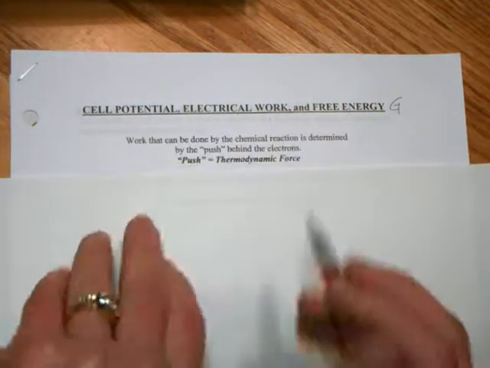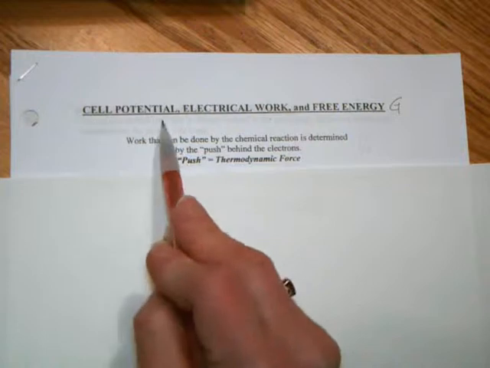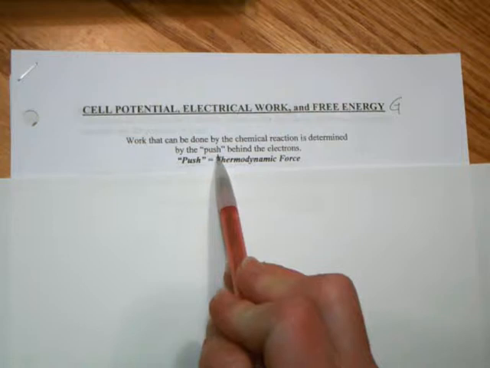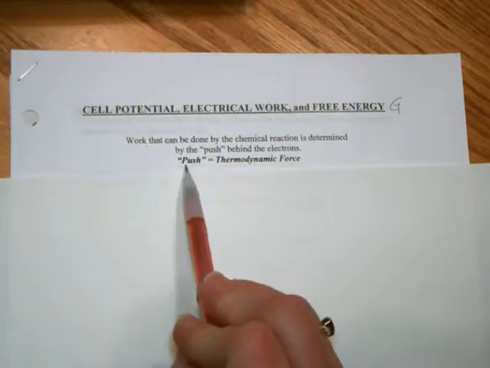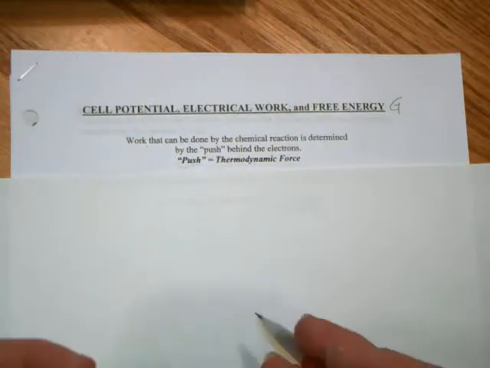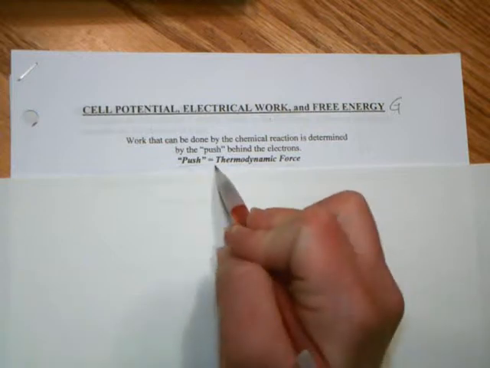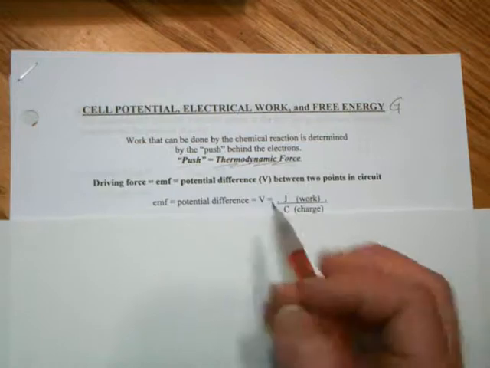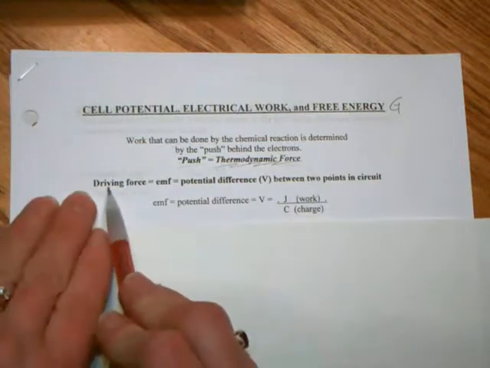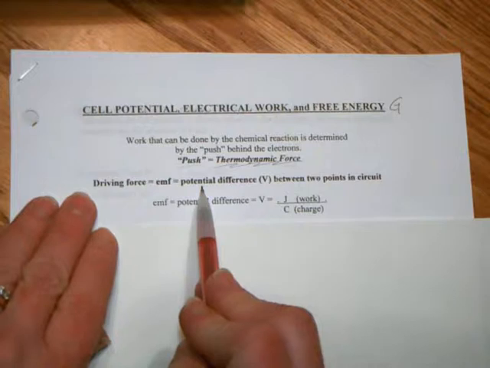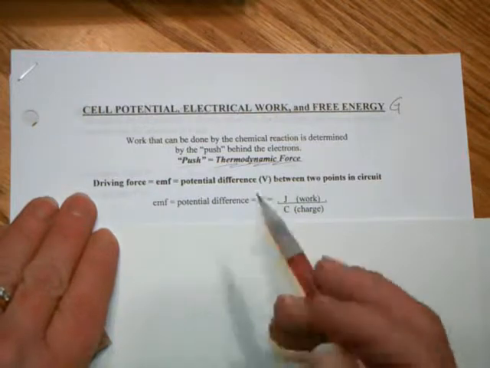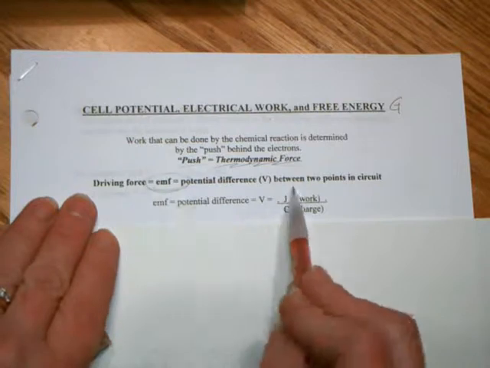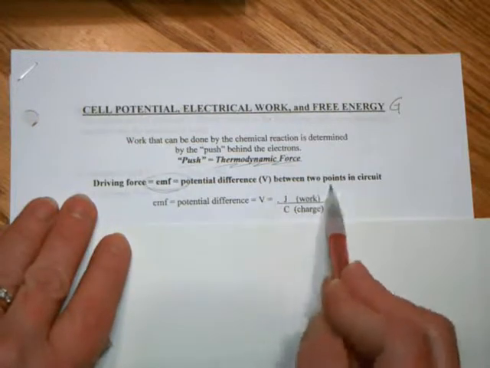Remember, we talked about what cell potential actually is. The work that can be done by the chemical reaction is determined by the cell potential, the push of electrons, and that is the thermodynamic force behind the cell working. In other words, the driving force, the potential difference, or the steepness of the hill that the electrons will flow down, is the EMF value. That is the potential difference between 2 points in our circuit.